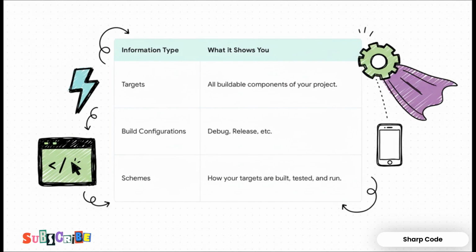Okay, this command is like an X-ray for your project file. You can run xcodebuild -list and immediately see all the crucial parts of your project. You'll see your targets, the actual things you build, like your app itself. You'll see your build configurations, like debug and release, and you'll see your schemes, which are basically the recipes for how to build everything. Knowing these exact names is absolutely crucial for any kind of automation.